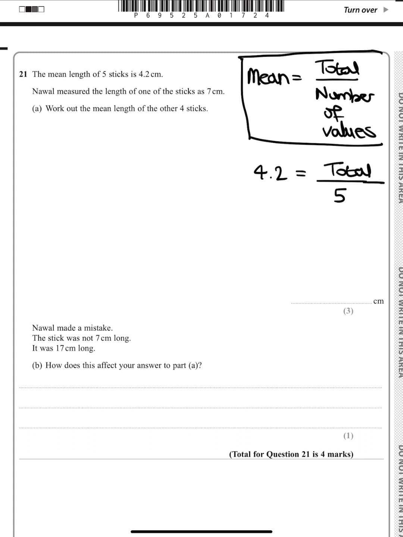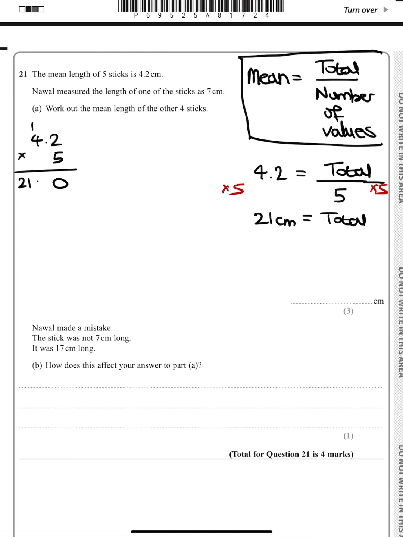However, I have formed an equation with one unknown, and the unknown is the total length of all of the 5 sticks. So to work out the total length of all of the 5 sticks, I need to do the inverse of dividing that total by 5, which is to multiply both sides by 5. So I'm going to do 4.2 times 5. And that gives me 21. So therefore, the total length of the 5 sticks is actually 21 centimeters. So I found a bit of information out there.